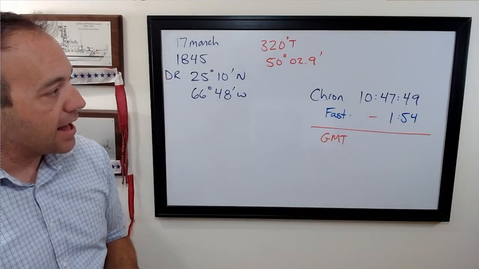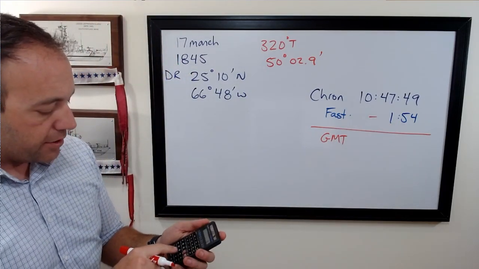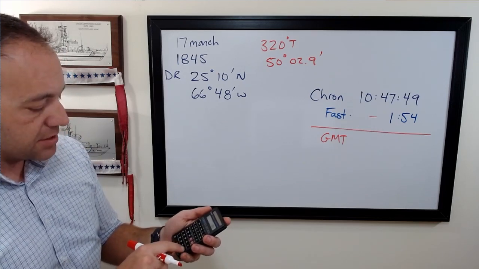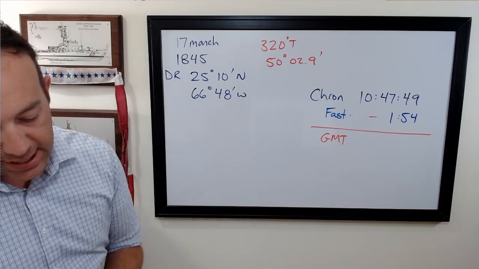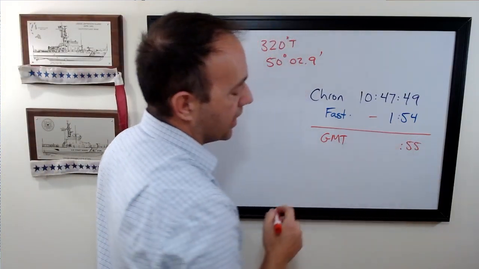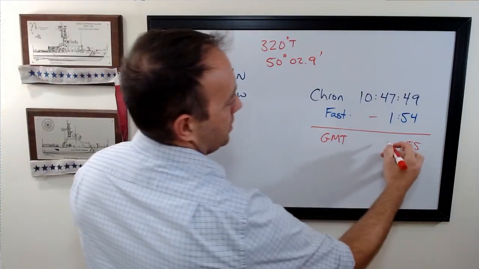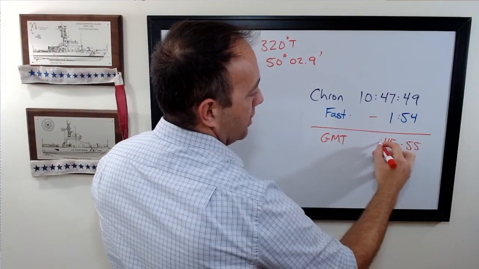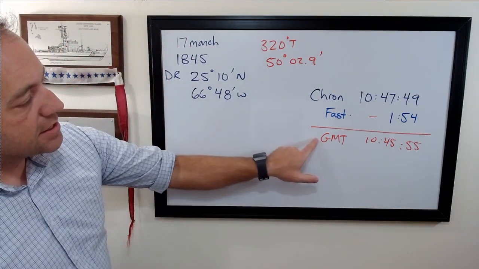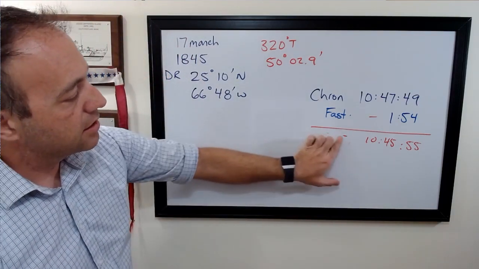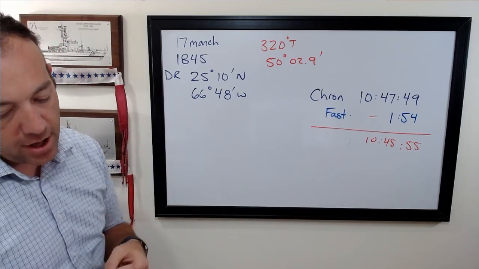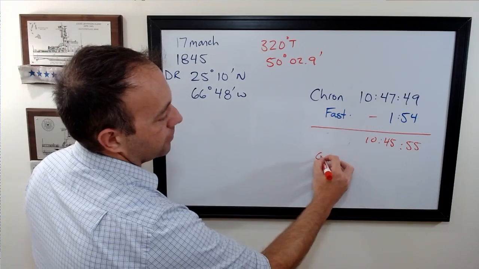Adding and subtracting time is a challenging thing to do. So if we take 49 seconds, add 60 to it, and subtract 54, we're going to get 55 seconds, and we're going to get 45 minutes and 10 hours. That's not necessarily GMT yet. It's our chronometer time, but we're going to look for the GMT.